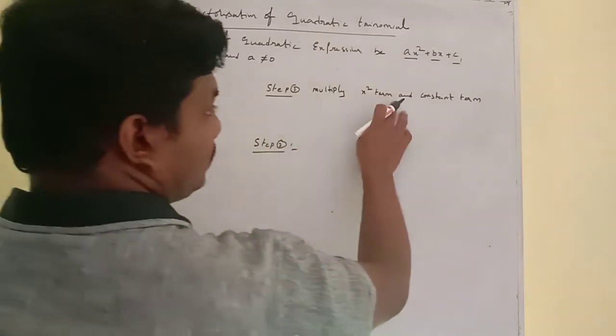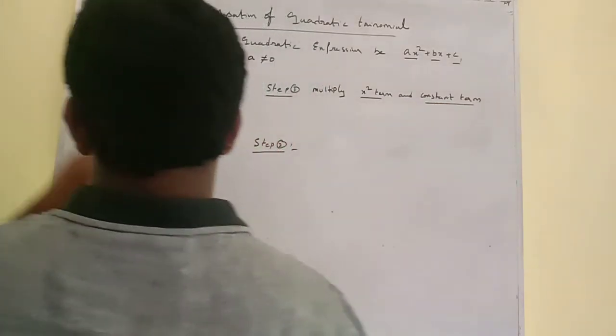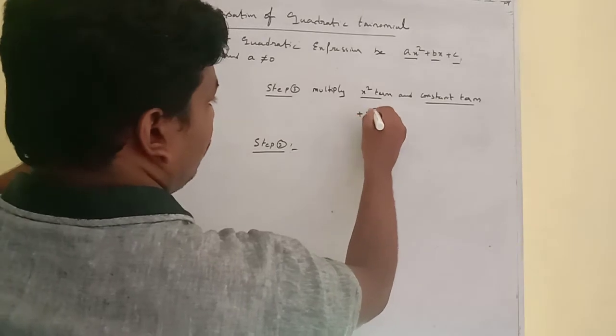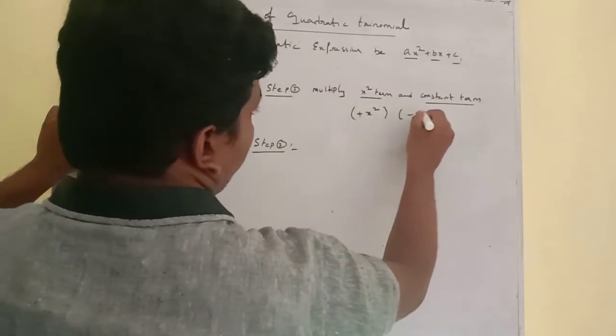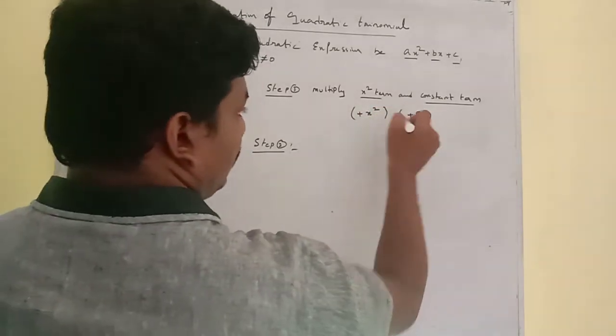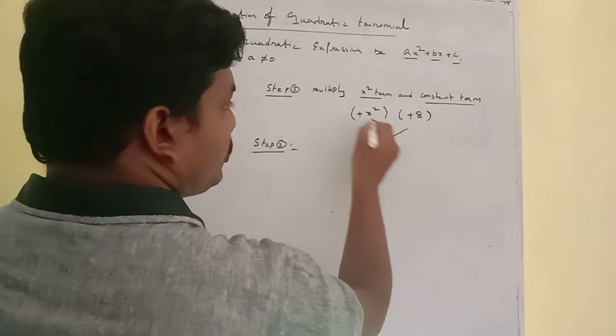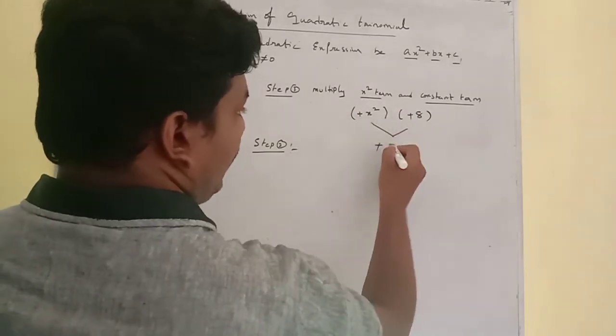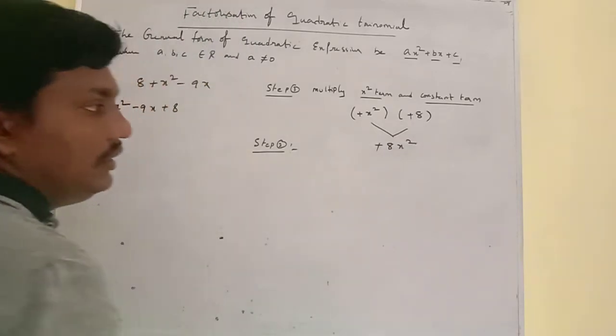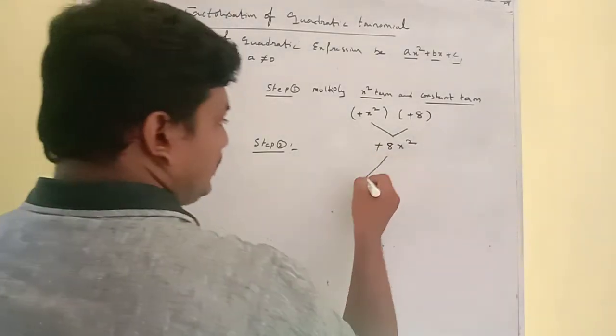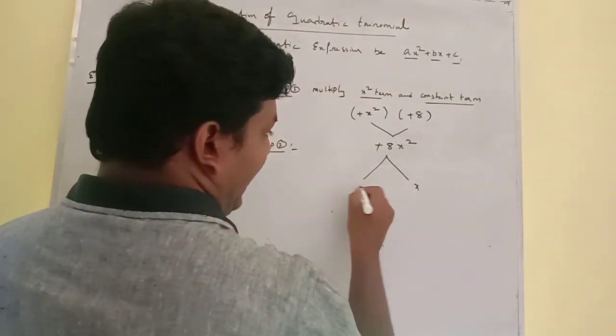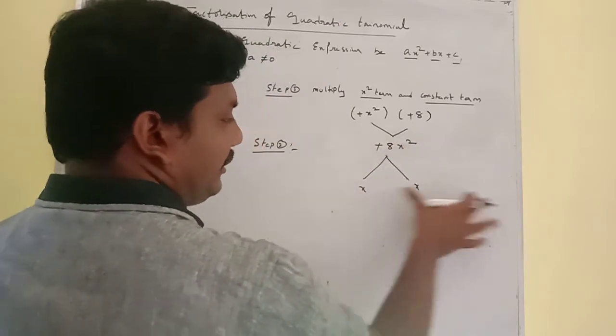Now multiply the x square term and the constant term. The x square term is plus x square and the constant term is plus 8 here. So multiplying these two, plus into plus is plus, so 8x square. Now we are going to split, step 2. Step 2 is nothing but splitting x square into x and x.